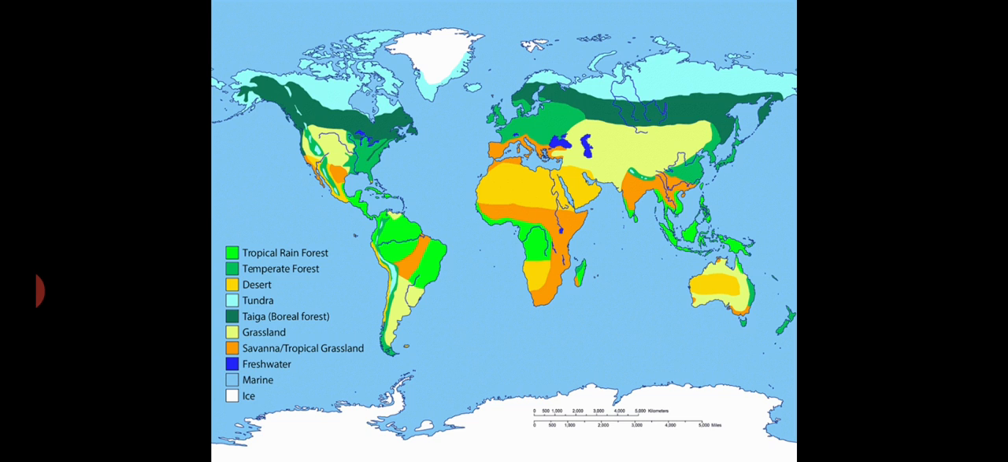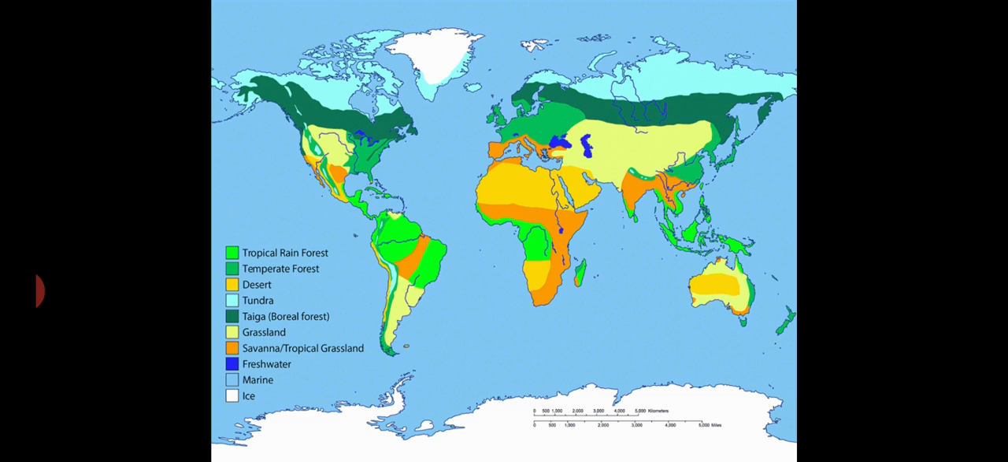In this lecture, we will study about biomes. Biomes are areas on Earth with similar climatic, topographic, and soil conditions, and with similar biological communities. Two important factors that determine the distribution of a biome are temperature and precipitation.